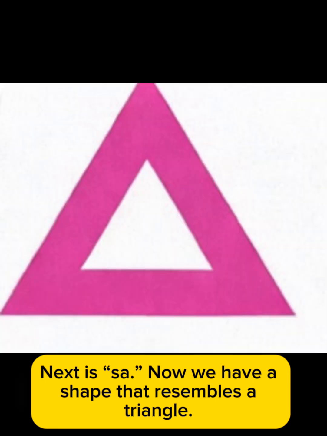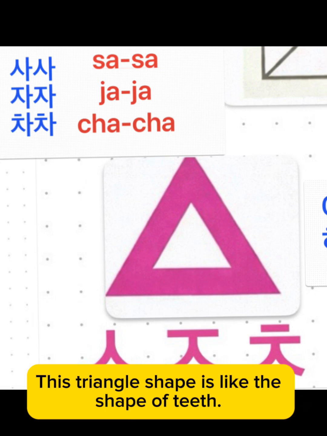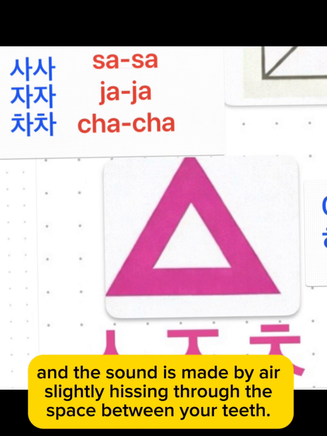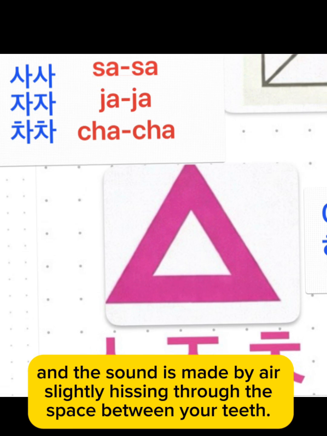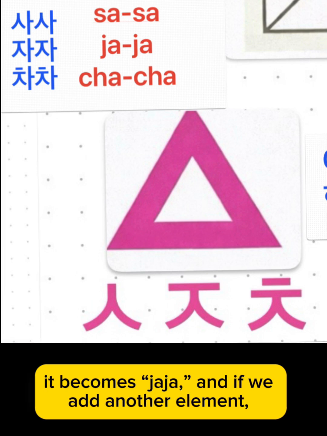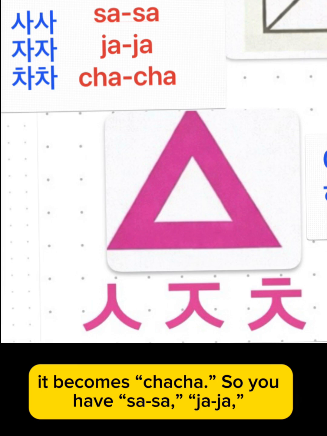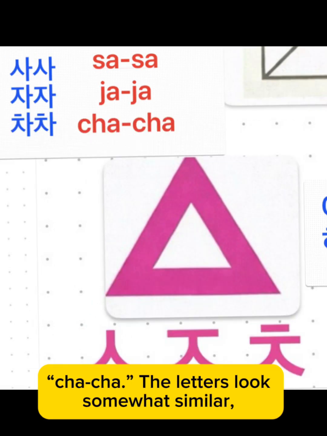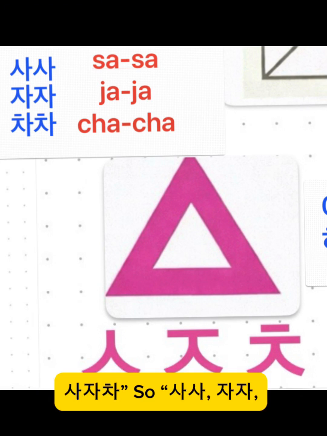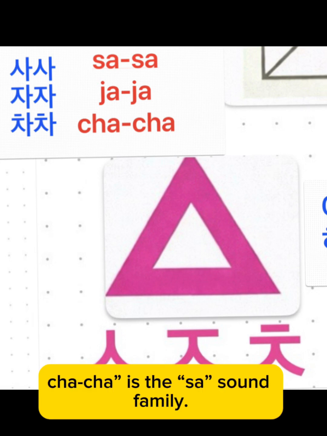Next is Esa. Now we have a shape that resembles a triangle. This triangle shape is like the shape of teeth. We'll call it Sasa. Sasa represents the teeth, and the sound is made by air slightly hissing through the space between your teeth. So we have Sasa. Then if we add one more stroke, it becomes Jaja. And if we add another element, it becomes Chacha. So you have Sasa, Jaja, Chacha. The letters look somewhat similar, and the sound gradually gets stronger. Sa, Ja, Cha. So Sasa, Jaja, Chacha is the Sa sound family.